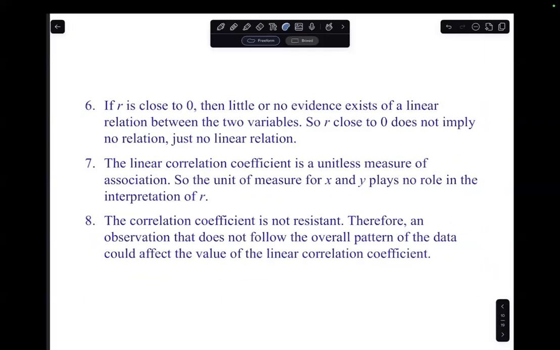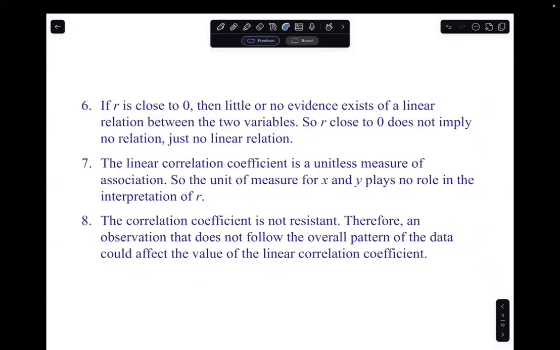All right, so next, if we're really close to 0, then there's little or no evidence that there's a linear relation. So close to 0 basically just means no linear relation. There could be a relation, just not a linear relation. That quadratic we saw would probably be close to 0, but it won't be linear.